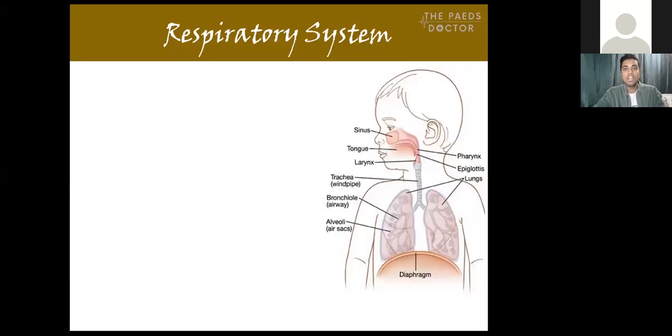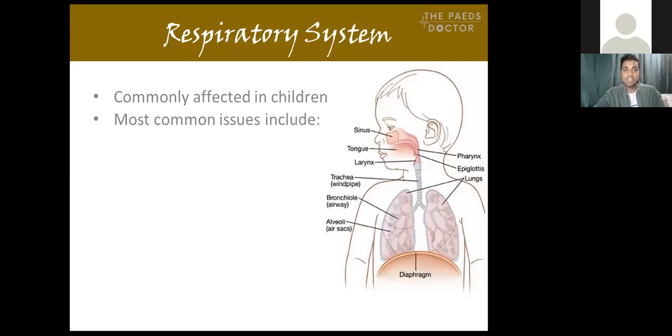First is just a recap of the respiratory system. In respiratory pediatric medicine, we're talking anywhere from the sinuses down to the alveoli of the lungs. The key areas to be very aware of are the epiglottis, the trachea, the bronchioles, and the alveoli, because each of these areas is affected in pediatric respiratory cases. It's commonly affected in children.